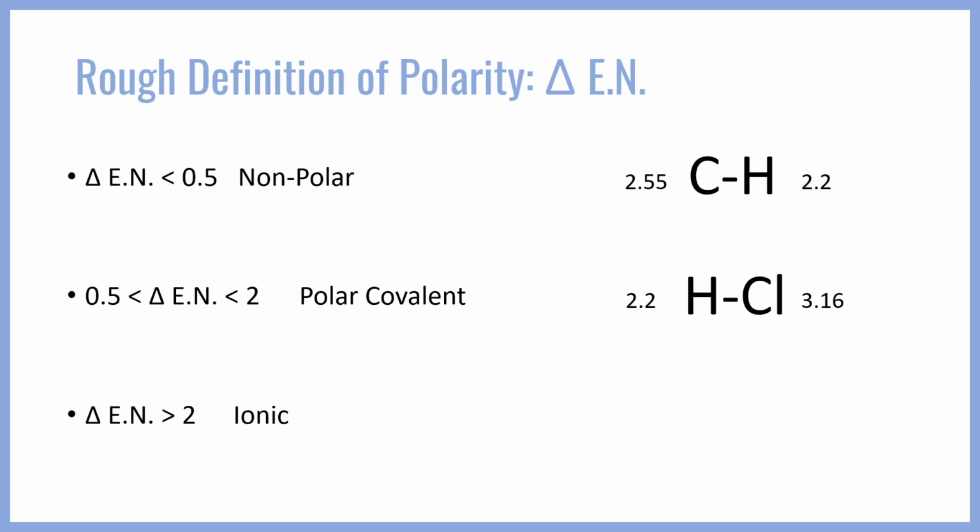Finally, an electronegativity difference of greater than 2 is going to be considered an ionic bond, and that's really only seen between metals and nonmetals, such as sodium and chlorine, for example, which have a difference of about 2.2 between them.